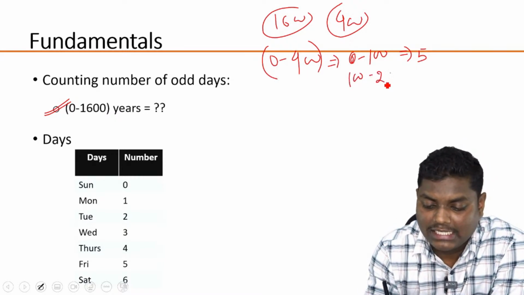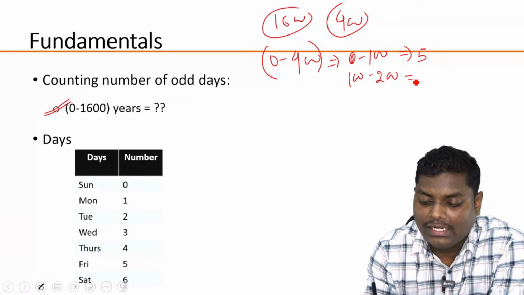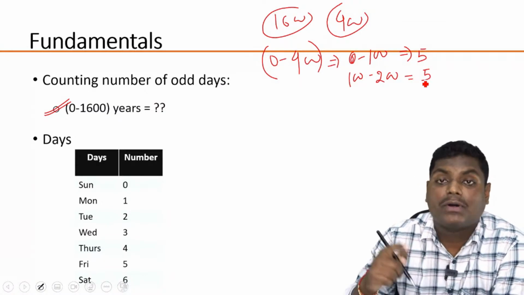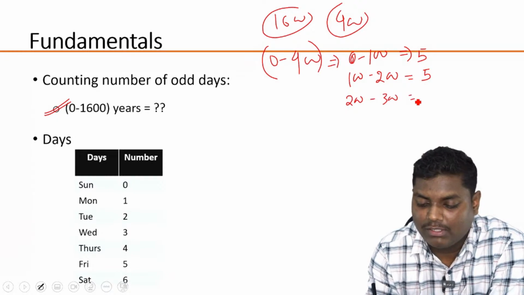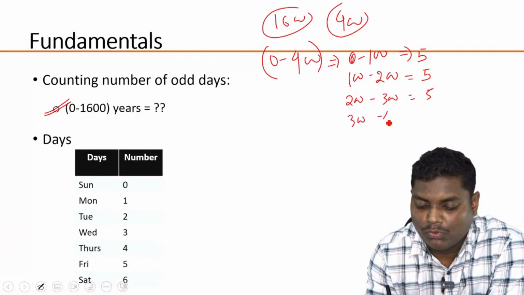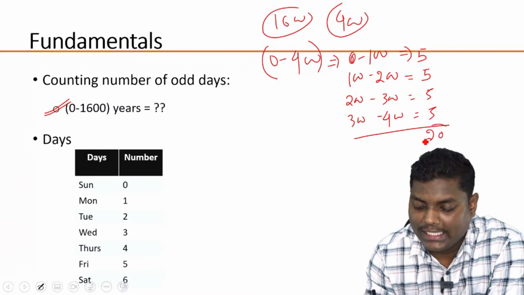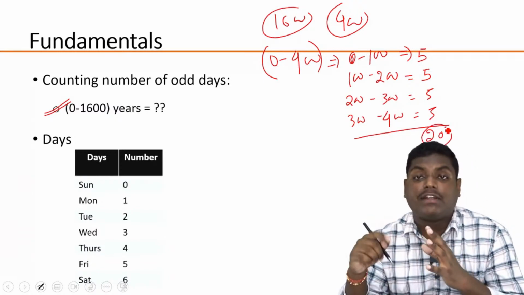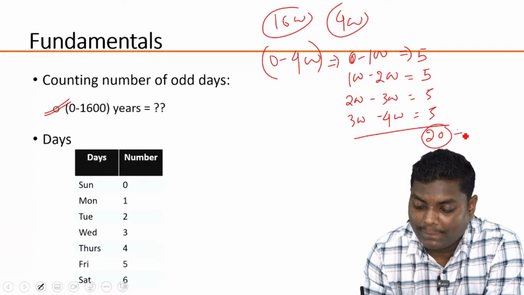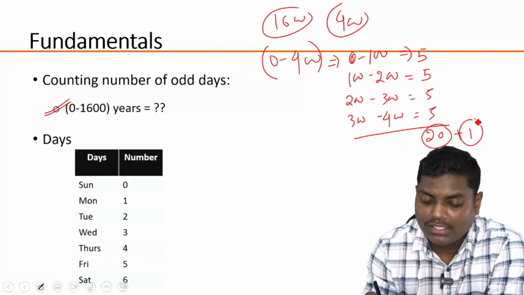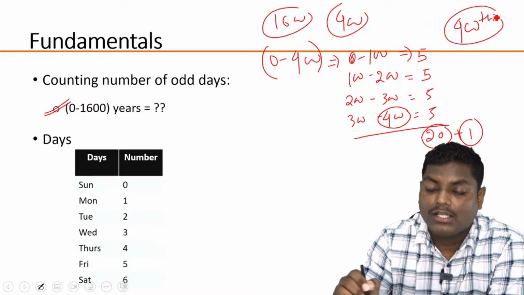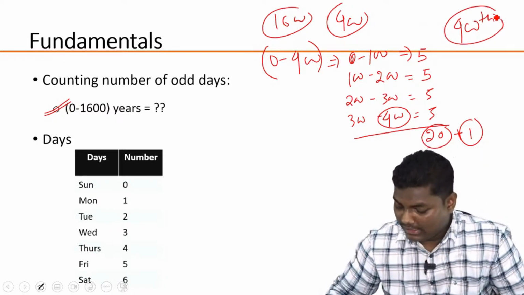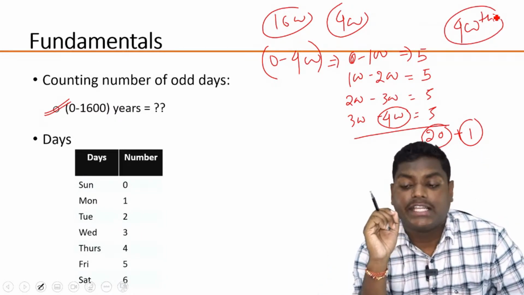Similarly, for the next 100 years, 100 to 200, it will be 5 again, since per 100 years is 5. From 200 to 300, it will be 5. 300 to 400, it will be 5. So basically, we are getting 20 odd days plus 1. Now, why plus 1? You can see this 400th year. This 400th year is a leap year. Why?